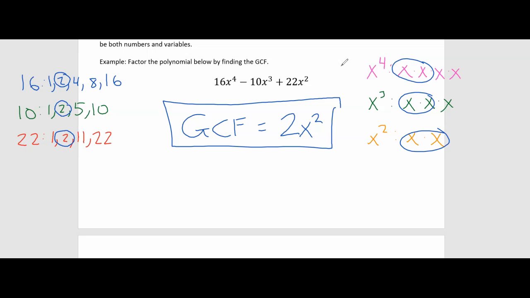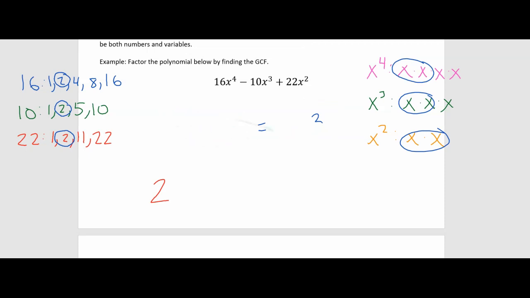Now, we haven't actually done any factoring yet. All we've done is find the GCF. The factoring process involves factoring that out of those numbers. So here's what I'm going to do. Let me write this off to the side so we can use this full middle piece. So my GCF, I know, is 2x squared.